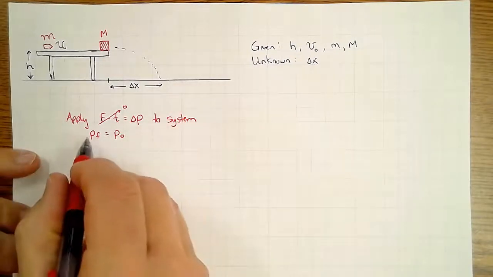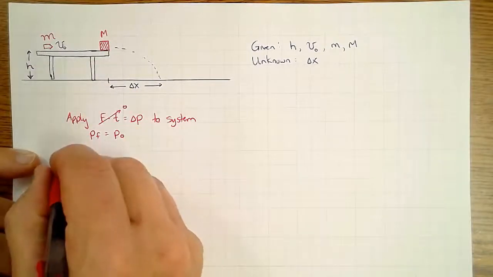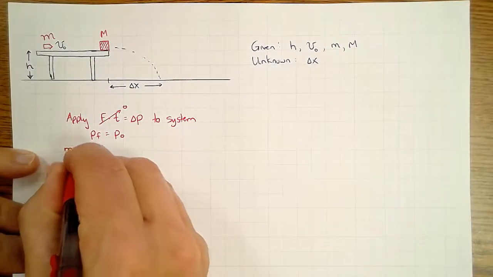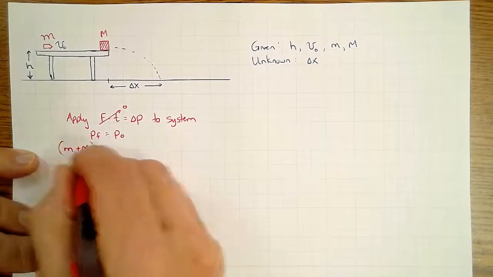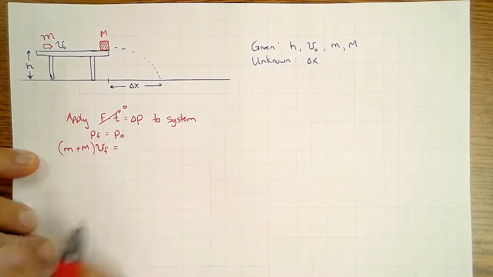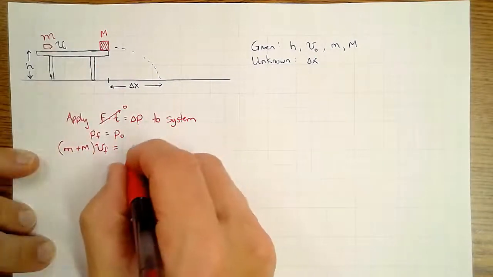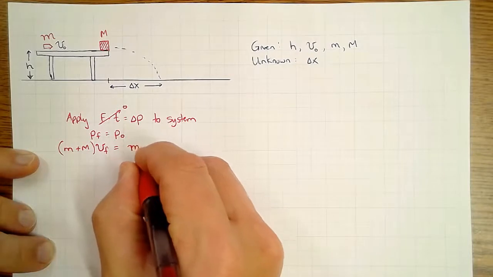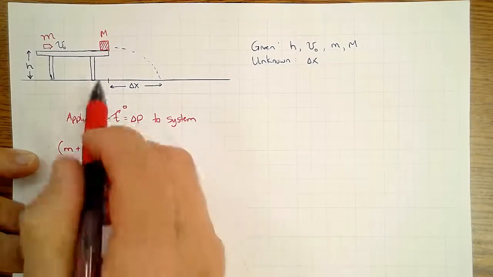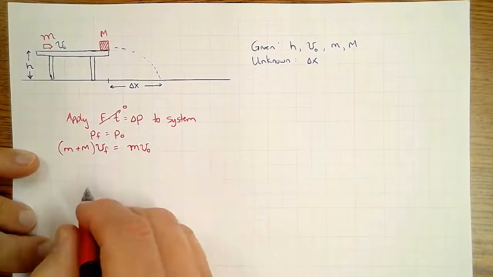Okay? So I should put, I'm applying this to the system. All right? So the final momentum, these two blocks are stuck together. So the final momentum is going to be little m plus big M times the final velocity. And that's got to equal the initial momentum. So the initial momentum is going to be the mass of the bullet times its velocity. So that's m times v naught. And the big mass is stationary. It's not moving, so it contributes no momentum.